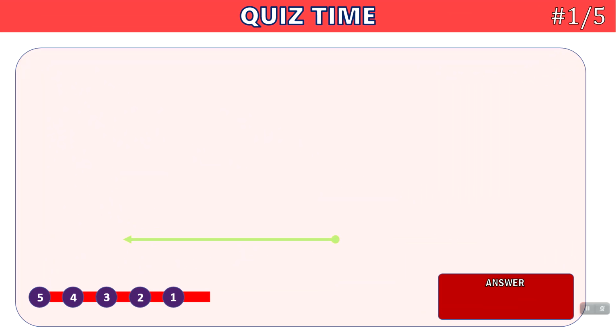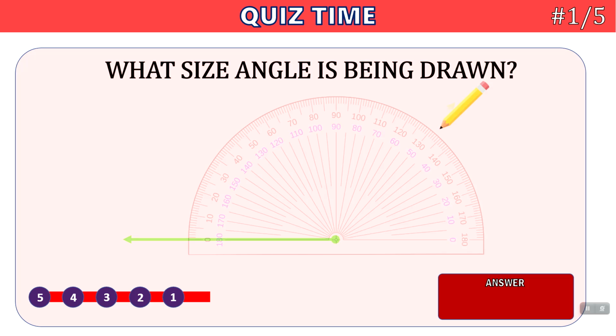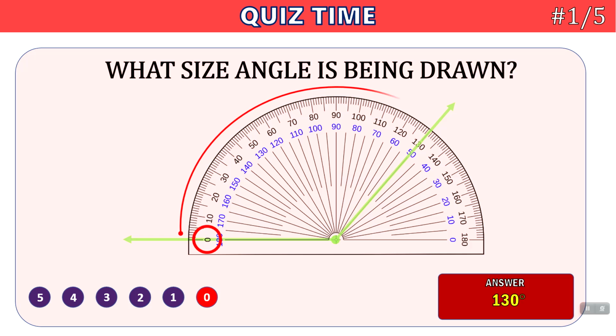And now it's quiz time. What size angle is being drawn? You have 5 seconds. Time's up. The answer is 130 degrees. You can see that here is the 0 marking, and I have to use that scale, the outside scale, to go all the way around, and I can see that that stops at 130 degrees.